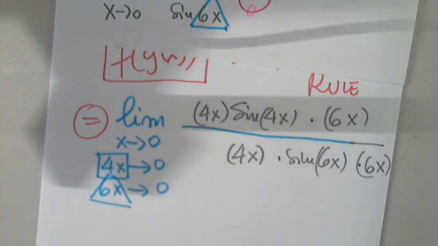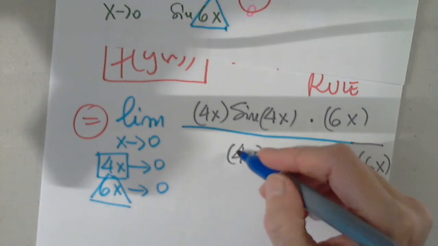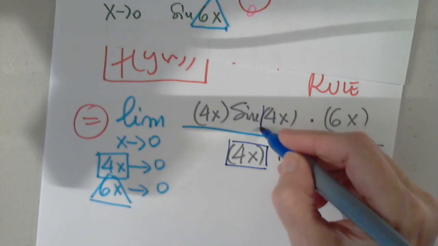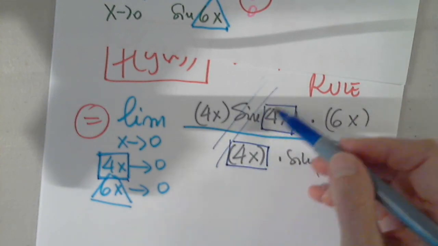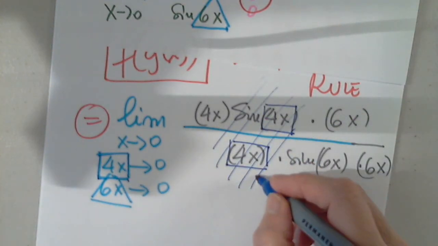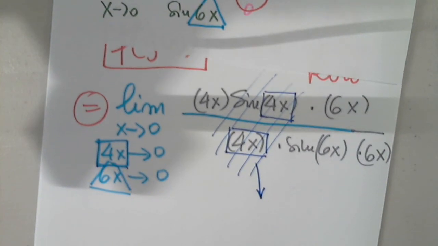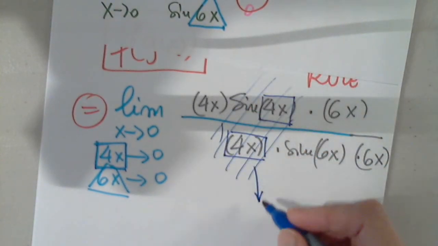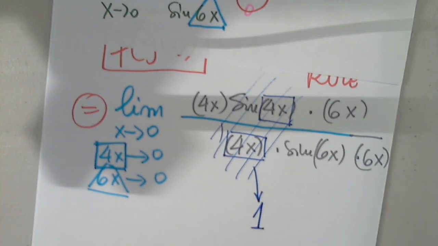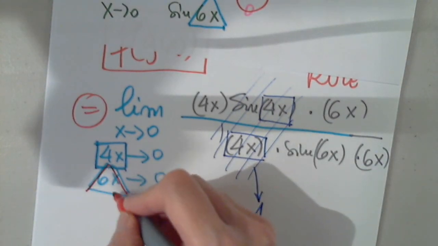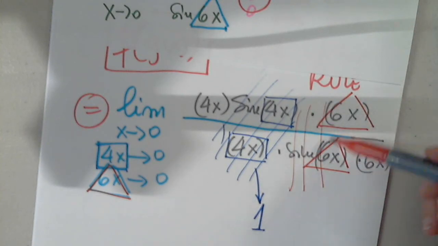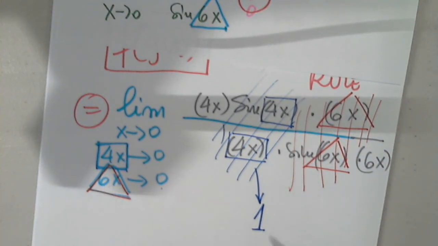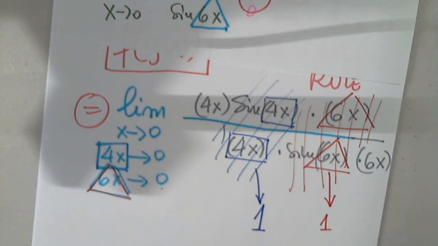However, knowing the result, I know that all this, because 4x approaches 0, will approach what? All this. 1. Great job. Now I have this. And then I know that all this, when 6x approaches 0, will also approach 1. Excellent. Look what is left.